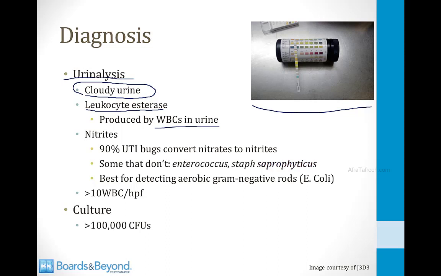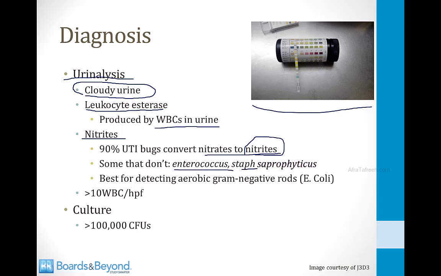Another one of the markers on the urine dipstick is for nitrates. So 90% of UTI bugs convert nitrates into nitrites, and so the dipstick will pick up the nitrites. So there are a couple bugs that don't. Enterococcus doesn't, Staph saprophyticus doesn't, but E. coli, which is the most common bug, does.